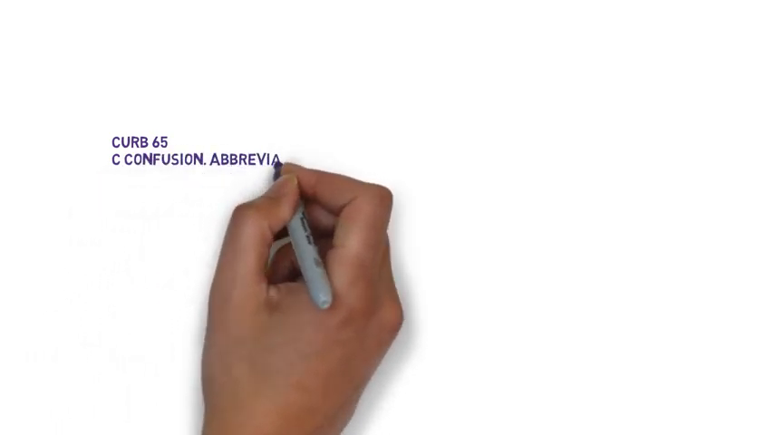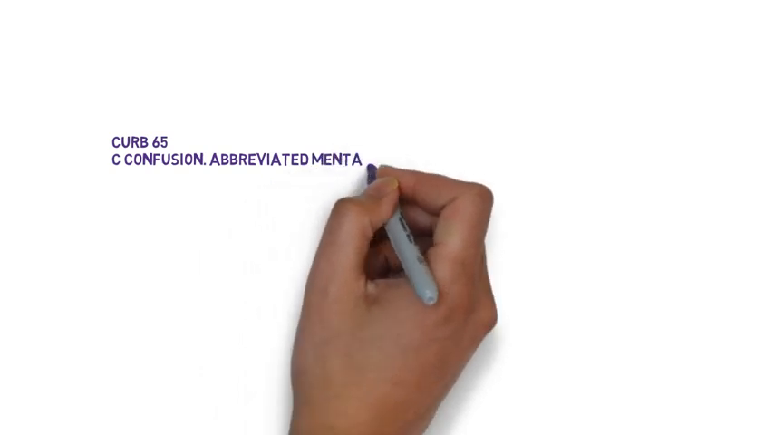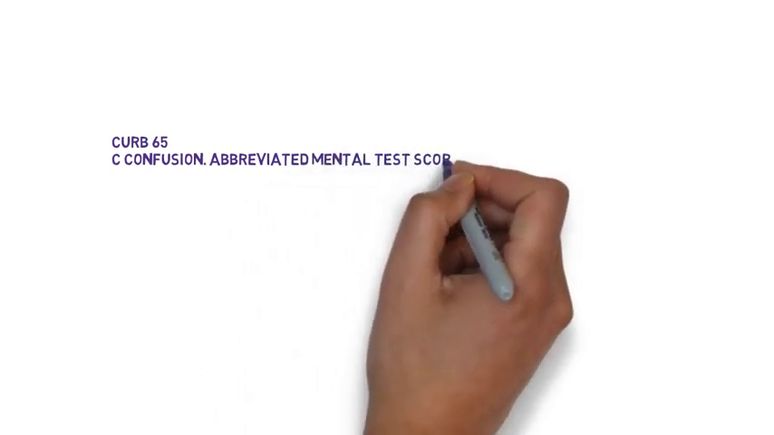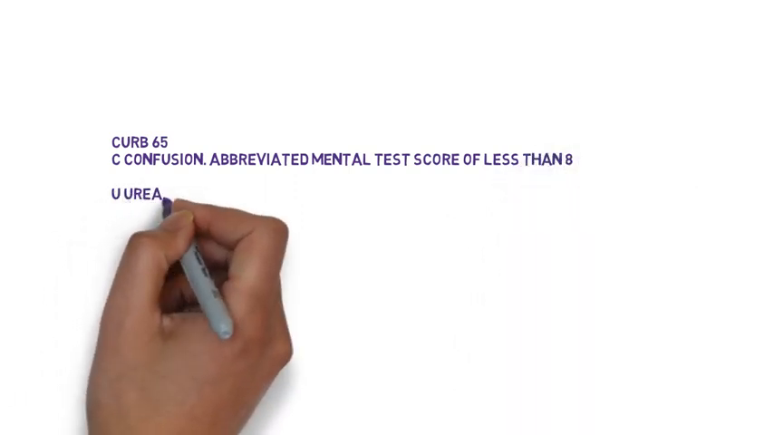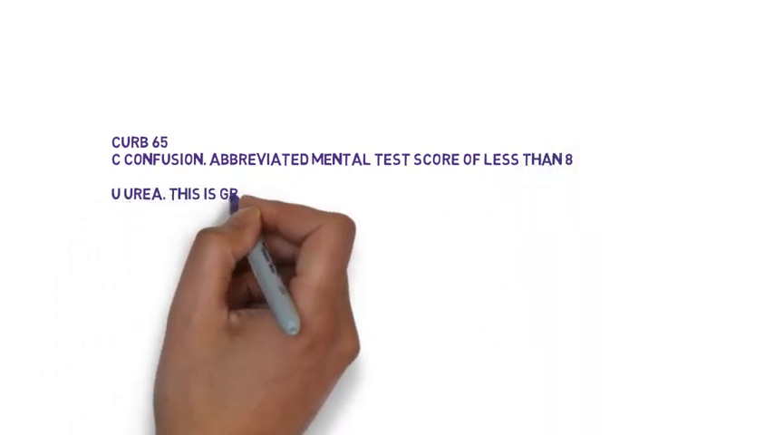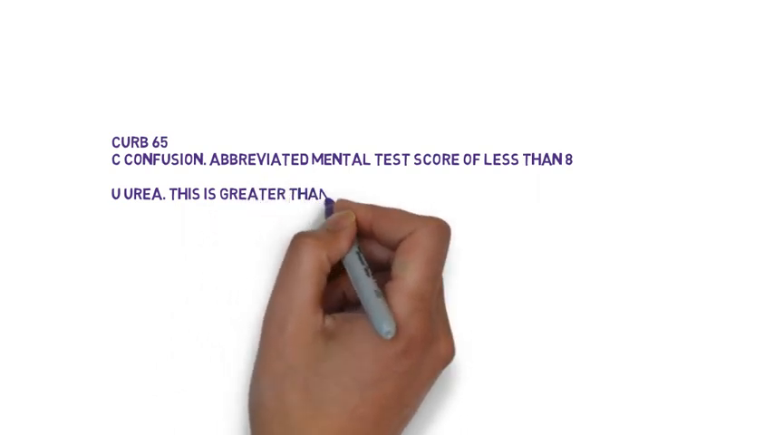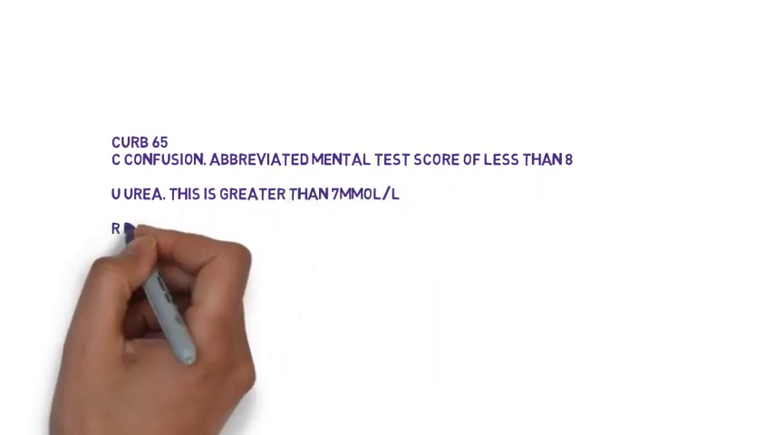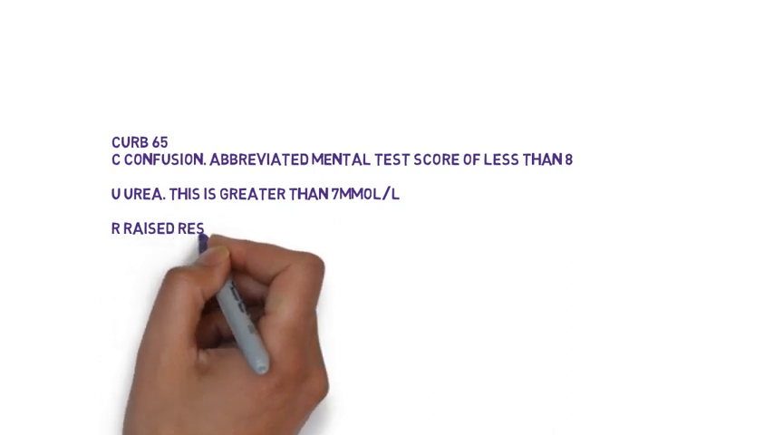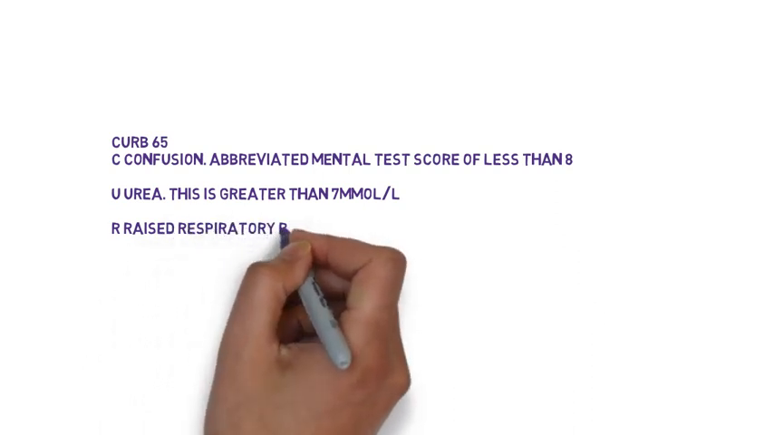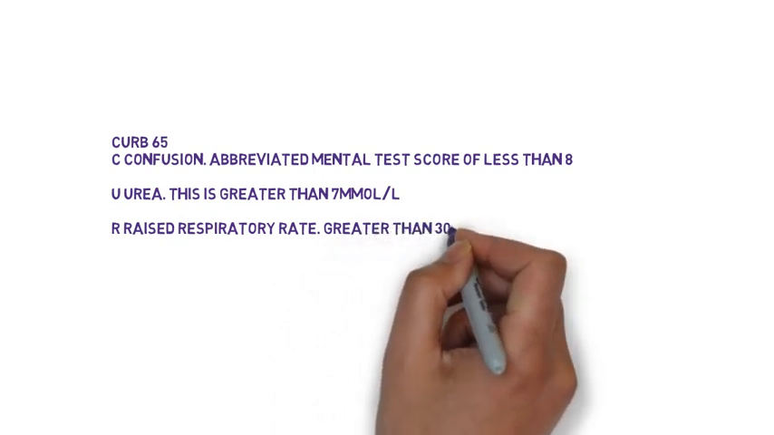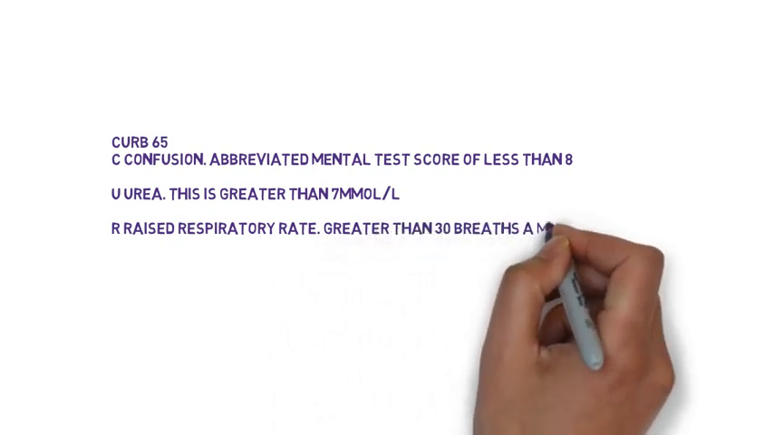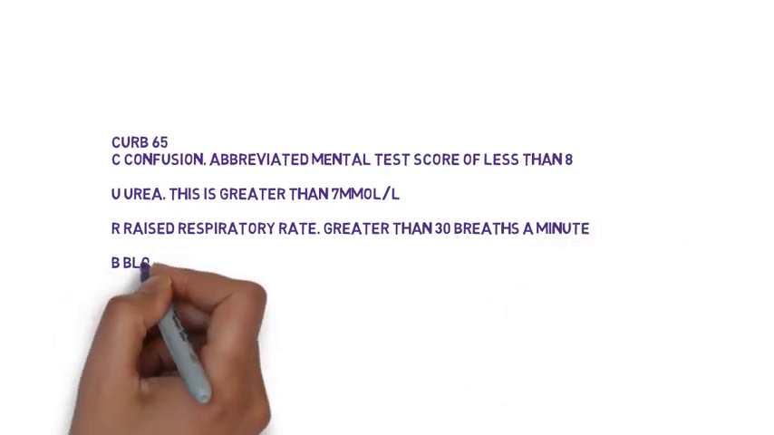And NICE guidelines suggest the use of the tool CURB-65. Now this is very important, it comes up a lot in exam questions. CURB-65 is scored out of 5. C is for confusion, and you score if you have an abbreviated mental test score of less than 8. U is for urea, and you score if the urea is more than 7 millimoles per litre.